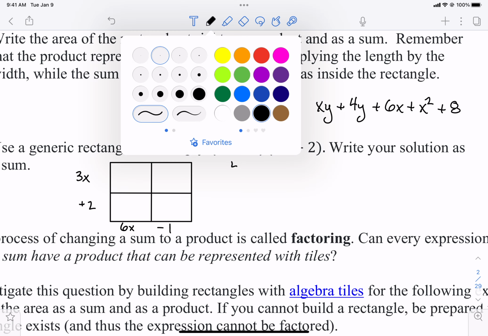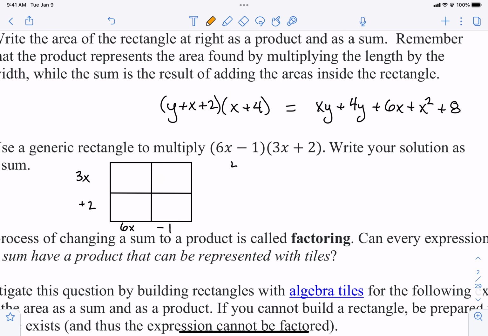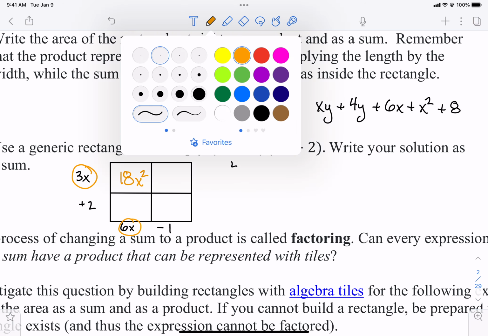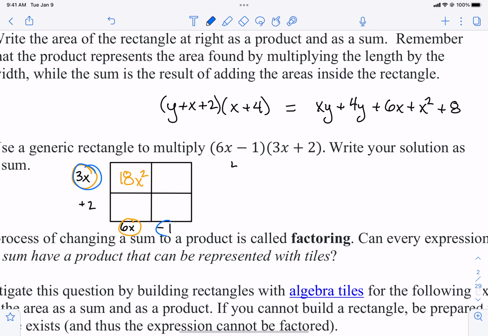Remember that in order to figure these out, we need to multiply the corresponding parts. So 3x times 6x, that's going to give us 18x squared. 3x times a negative 1, that's going to give us a negative 3x.